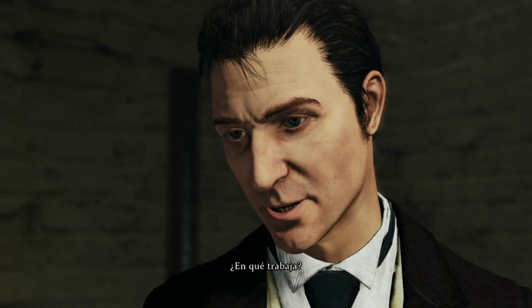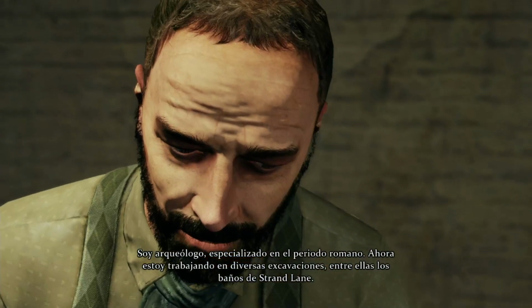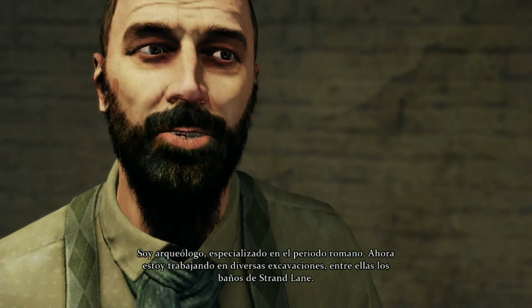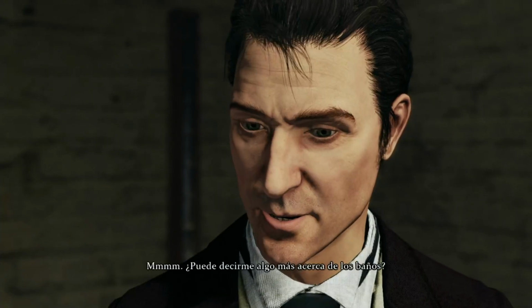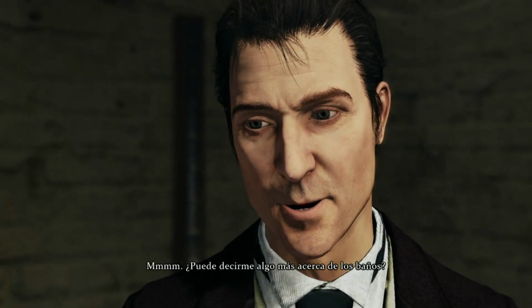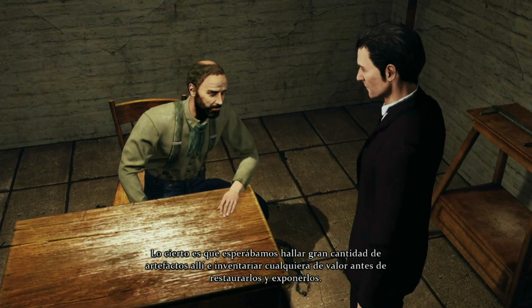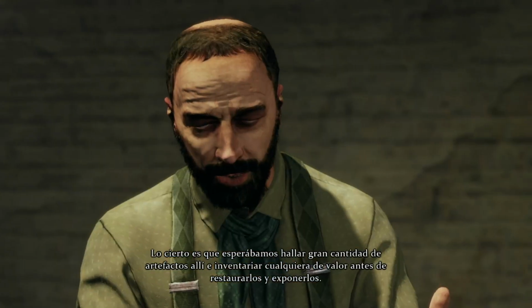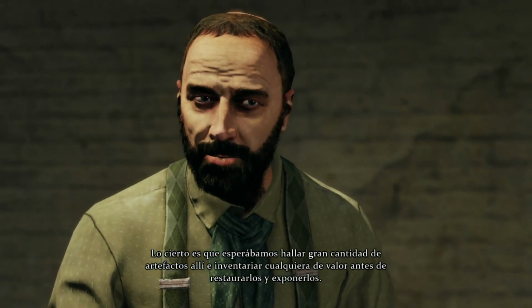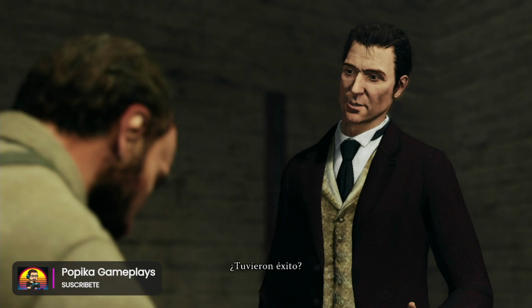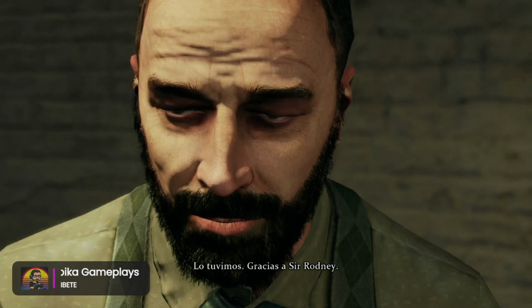What is your occupation? I'm an archaeologist, specializing in the Roman period. I'm working on several excavation sites at present, including the baths at Strand Lane. Can you tell me more about the baths? Well, we're hoping to retrieve a great many interesting artifacts from the site, and to list any items of value before their eventual restoration and exhibition. And has it been successful? It has, thanks to Sir Rodney.